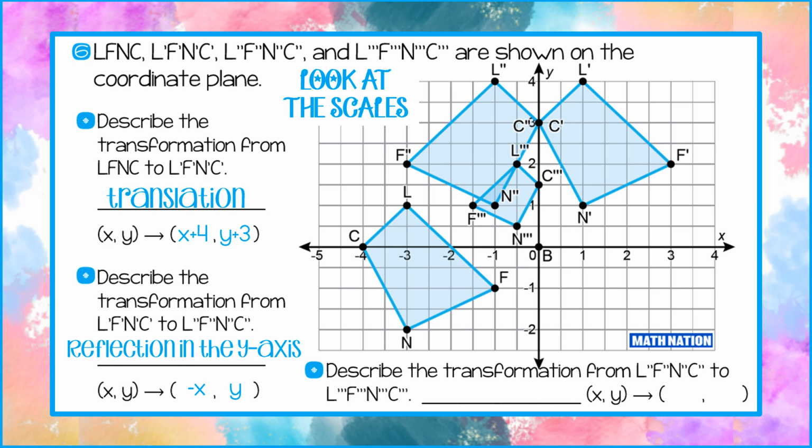Now we're going from the double primes to the triple primes, and it got smaller, so it is a dilation. We can look at any pair of x's or y's, new over the original, to figure out your scale factor, and that is 1/2. The easiest ones would be to look at the points on the y-axis, the C's, because the new is at 1/2 and the old is at 3, and 1/2 is half of 3.